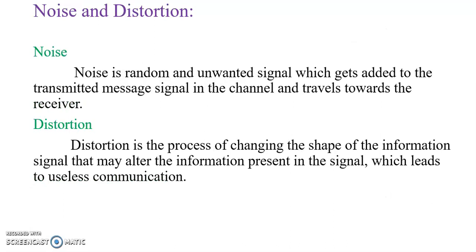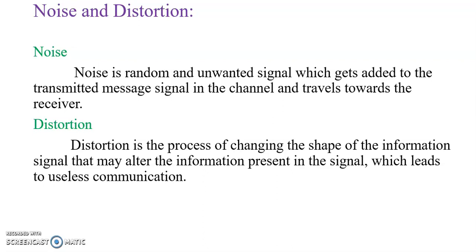And next, the crucial portion of any communication is noise and distortion. Because these 2 unwanted things will affect our message signal. First we will see noise. Noise is a random and unwanted signal. It may be any other signal which gets added to our transmitted message signal in the channel, and this noise will reach the receiver along with our message signal.